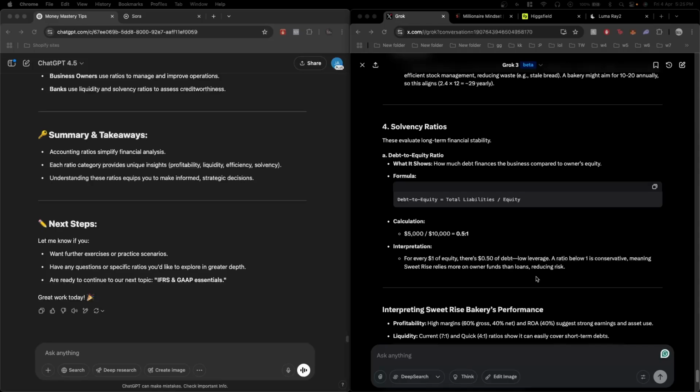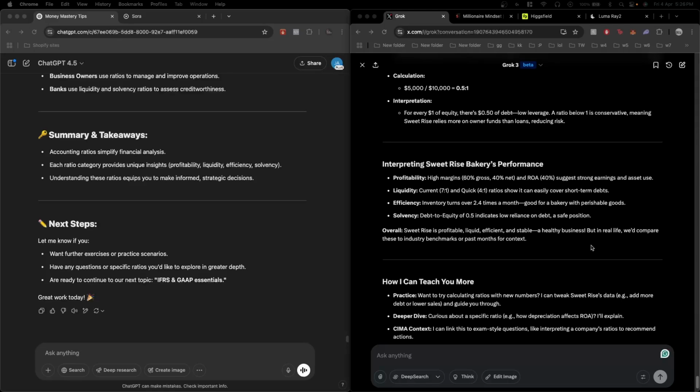So the calculation goes as $5,000 of total liabilities divided by $10,000 in equity, which is 0.5. What is this interpretation? For every $1 of equity, there is $0.5 of debt, which is low on average. A ratio below 1 is conservative, meaning Sweet Rice relies more on owner funds than loans, reducing risk.